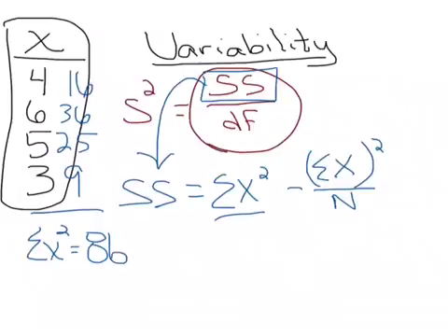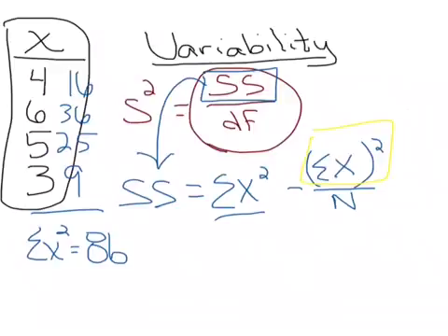Okay? Now, for this portion of the equation, this sum of x total squared, and I'm just going to give a little highlight here, this right here, we have to pay attention to our order of operations. Remember, parentheses come before exponents.